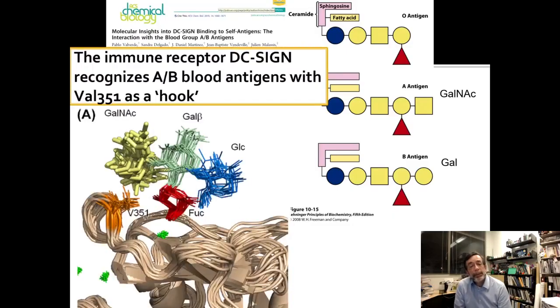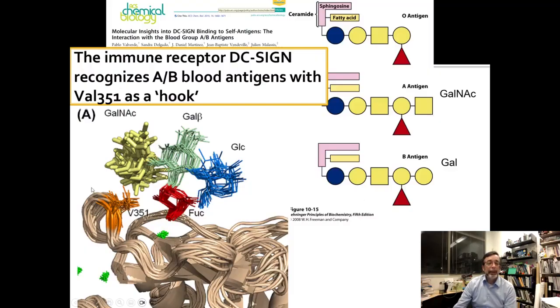And so, for example, you can have immune receptors that interact with blood cells, and what they do is they bind these sugars. For example, there's a receptor called DC-SIGN, and it recognizes the A and B blood antigens. You can see the 1, 2, 3, 4 sugars that they have, the same 4 sugars. The fucose is also red here. And here's the GalNAc, so this is showing A antigen blood.